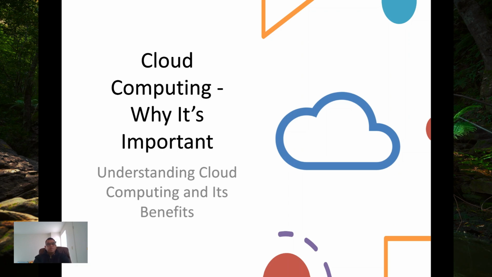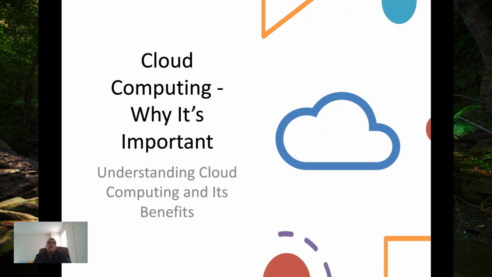Today I am going to talk about cloud computing. Before going into understanding Azure fundamentals or Azure data fundamentals, I thought we should understand what cloud computing is, why it is important, and why businesses are moving towards cloud computing. How is cloud computing changing the way we work? I'll also tell you a real-life example in this session.